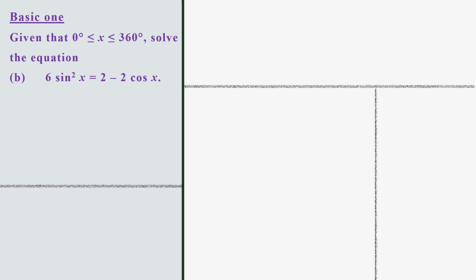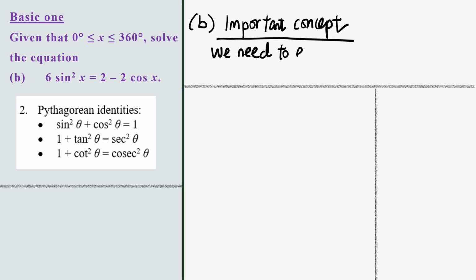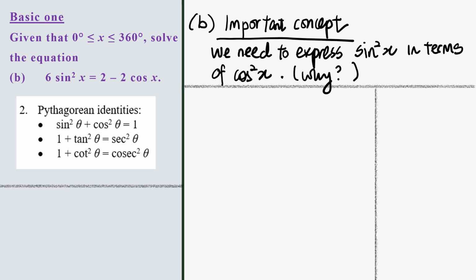In this question, you would observe that there are two trigo functions: one is sine squared x, the other one is cos x. And we know that we can't solve a trigo equation where you have two different trigo functions. So the concept involved here is that we have to express sine squared x in terms of cos squared x. I have put the word why there for you to think about it. Why is it that I need to express sine squared x in terms of cos squared x?